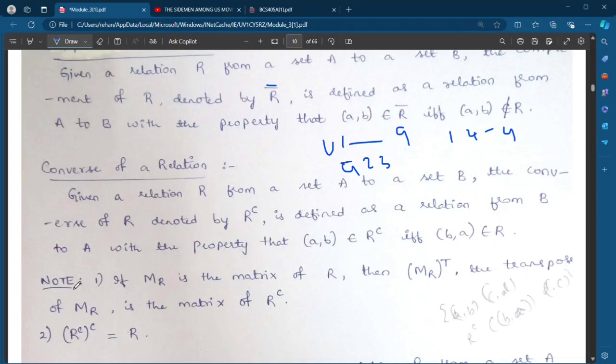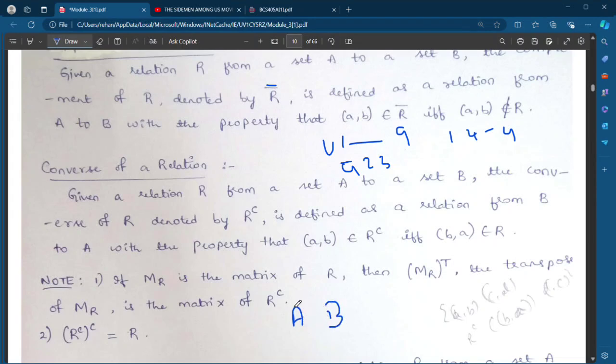Okay, not A to B, from B to A, with the property that (A, B) belongs to R^C if and only if (B, A) belongs to R. See here, converse is nothing but, if A to B relation is there, then converse means from B to A, backwards, there should be a relation. So if there is a relation from B to C, it should satisfy the condition that (B, A) belongs to that R. This happens when set A and set B have some common elements.